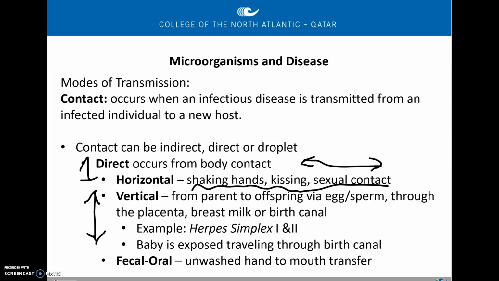And the third part of direct contact is the fecal oral route. And this is very common in places where we don't have good sanitation, and it can be quite common in places where we do have good sanitation. This ultimately results from a pathogen moving from the hand to the mouth with poor hand washing techniques. So your hands are dirty, they've come into contact with a pathogen, you didn't wash your hands well, you touched your face, and then the pathogen gets into your mouth and causes disease again.